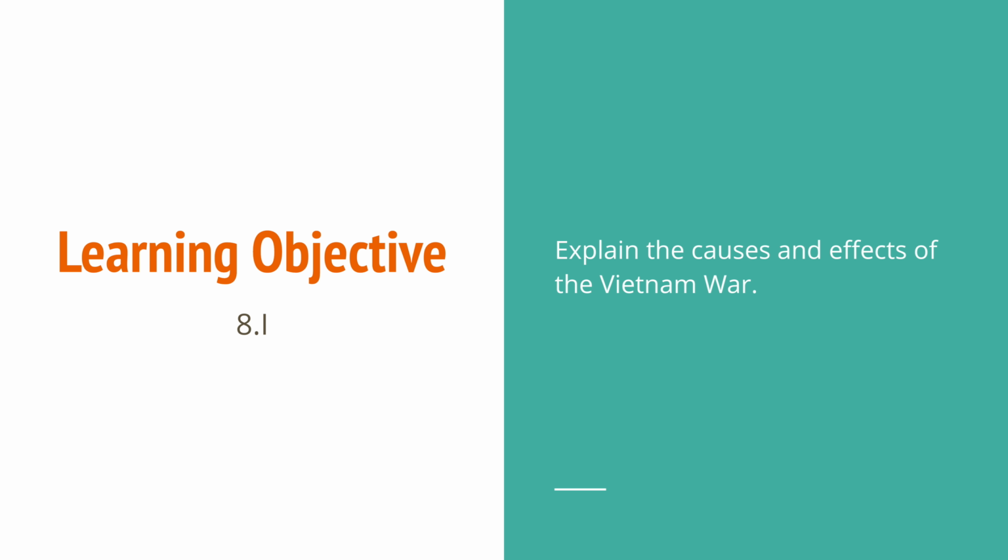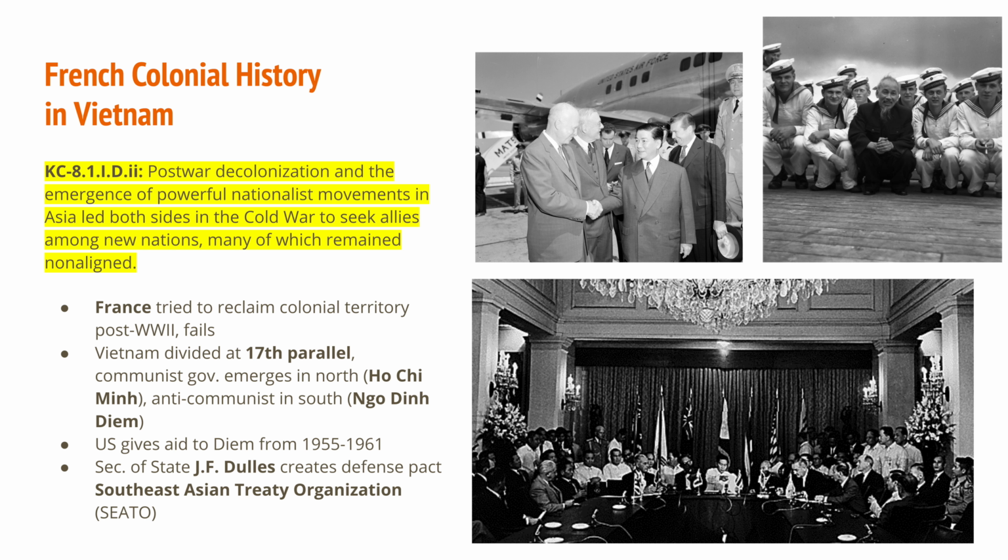So let's go into the learning objective. That is, explain the causes and effects of the Vietnam War. And we're going to start here with some of the causes. Post-war decolonization and the emergence of powerful nationalist movements in Asia led both sides in the Cold War to seek allies among new nations, many of which remained non-aligned. So we've seen this key concept before in the last lecture, but now we're really focusing on Vietnam as a topic for this key concept.